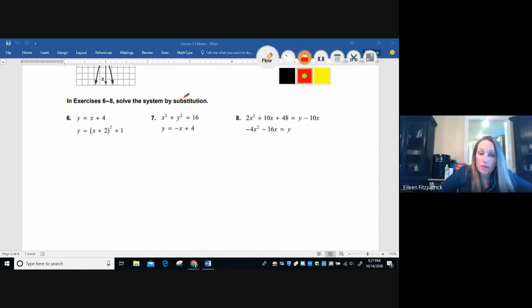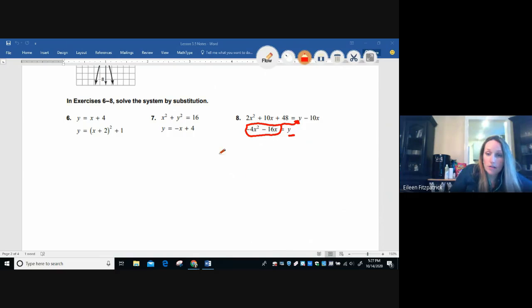So again, you're solving by substitution. So you're looking for a variable that is isolated. I see that this y is isolated. So I can substitute this expression in for the y of the other equation. The goal is to get one equation with all the same variables. So the first equation becomes 2x squared plus 10x plus 48 equals -4x squared minus 16x minus 10x. Right, I just continue to copy.